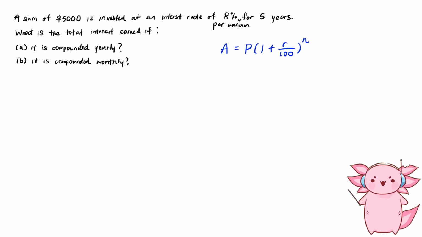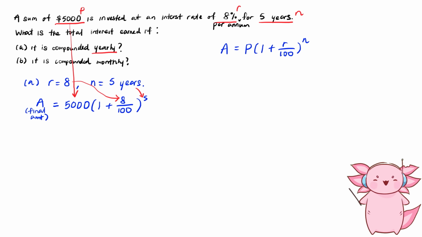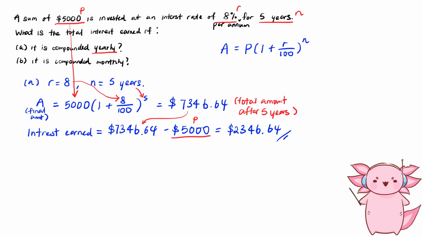Okay, so let's try out this question here where the principal amount is $5,000, and since it's compounded yearly and the rate is 8%, the value of R is equal to 8 and N is equal to 5 years. So putting all of it into our formula, we get $7,346.64, which represents the total amount that we have now. So the interest earned is this amount over here minus our principal amount, which is $5,000, and we get our final answer over here.